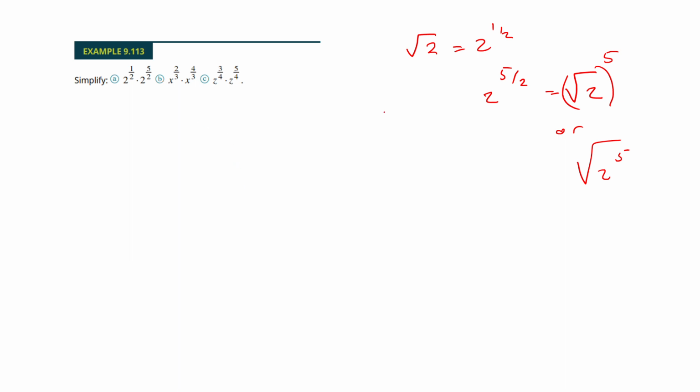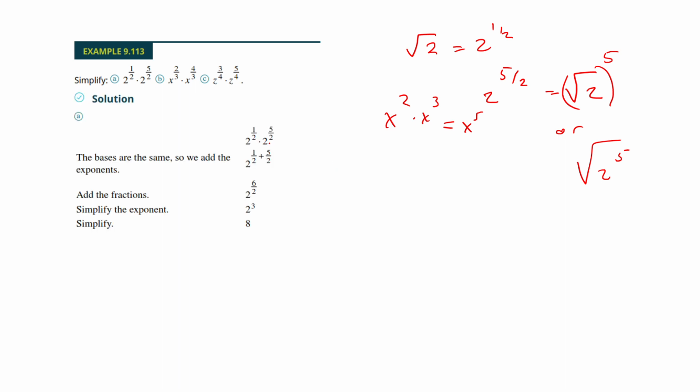So I already showed you this one. If I had x to the second times x to the third, we add those and it becomes x to the fifth. Well, that's what we're going to do here on a. So I have 2 to the 1/2 times 2 to the 5/2. We add those. Now when you add fractions, you get a common denominator, you can add the numerators. You get 6 over 2, which reduces down to 3. And 2 to the third is 8. You see where this is going?